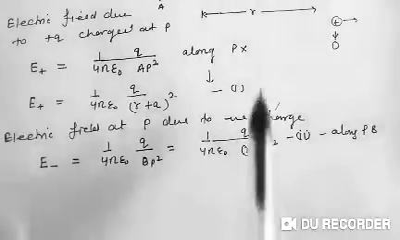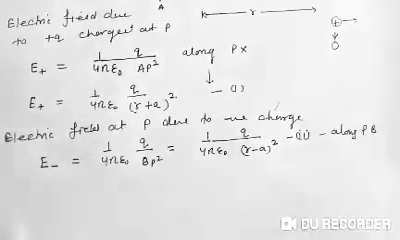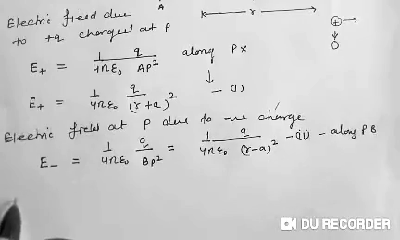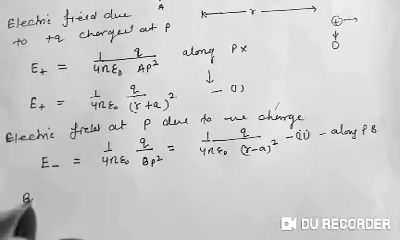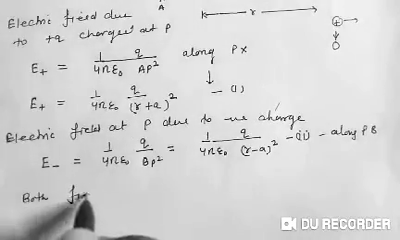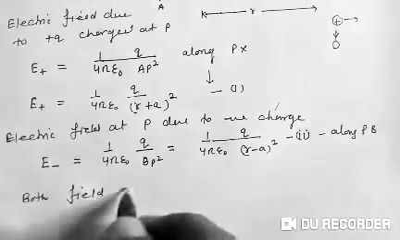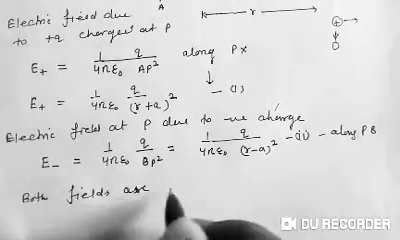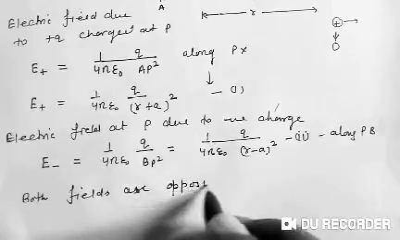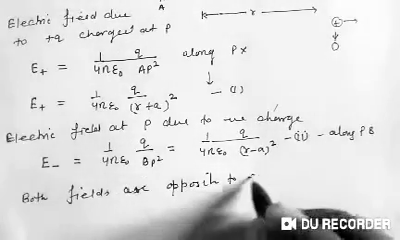So both the fields are opposite to each other. So you can write here: both electric fields are opposite to each other.